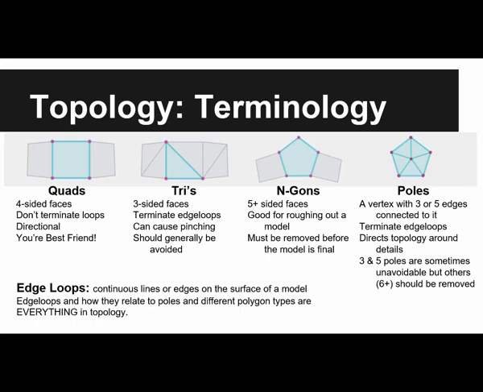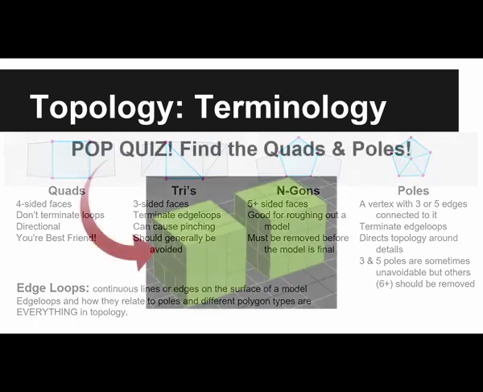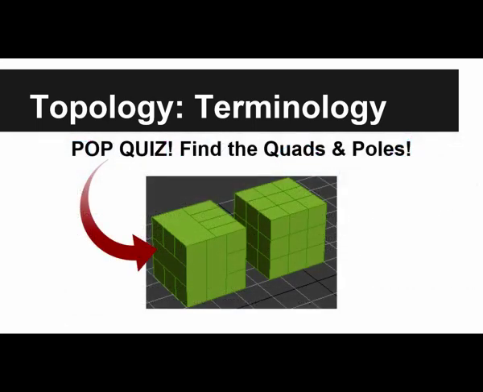Poles. That's a vertex with 3 or 5 edges connected to it. Poles terminate edge loops and direct topology around details. 3 and 5 poles are sometimes unavoidable, but others, 6 or more, should be removed. Edge loops are continuous lines of edges on the surface of a model. Edge loops and how they relate to poles and different polygon types are everything in topology. So find the quads and poles here.